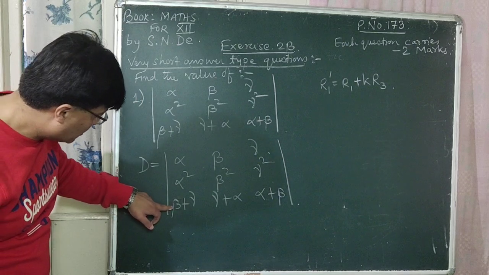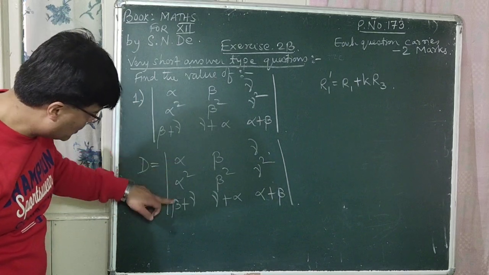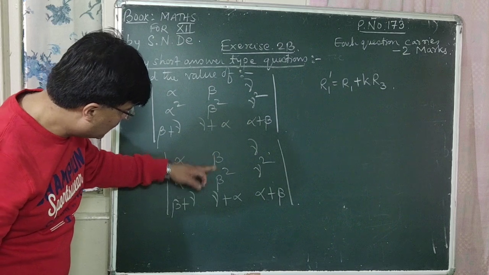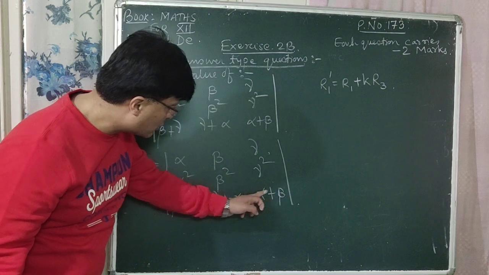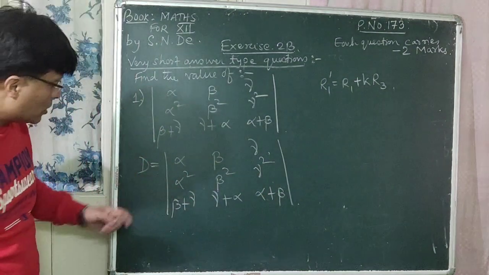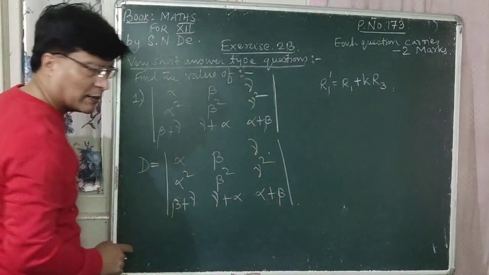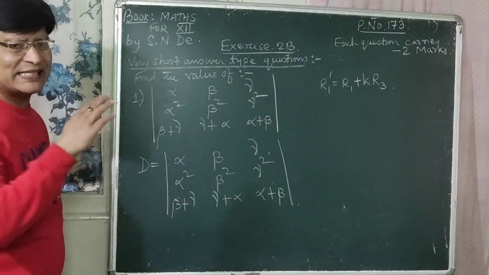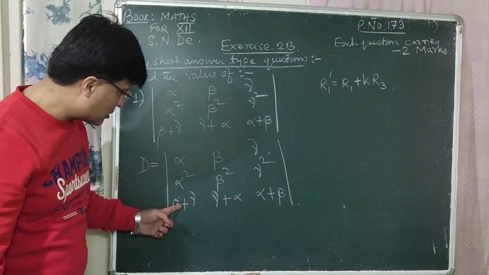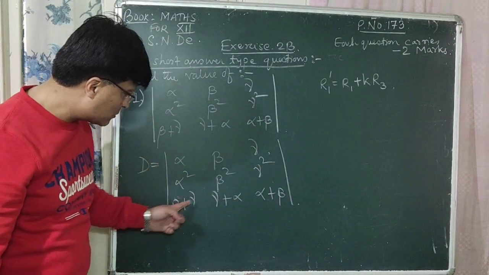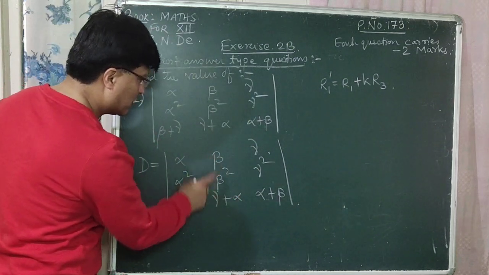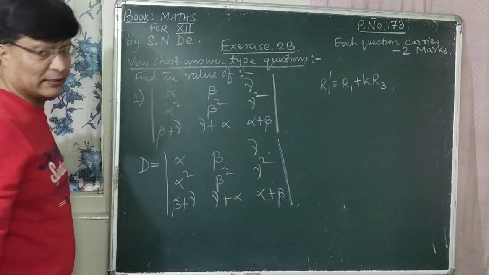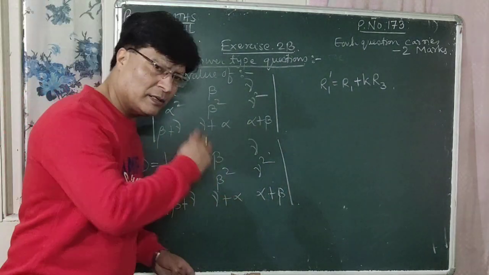So what is the fifth property? In the fifth property, we had R1 dash is equal to R1 plus K R3. It was like this, isn't it? That is, all the elements of row 3 are multiplied by K and added to the first row, and row 1 is changing here.